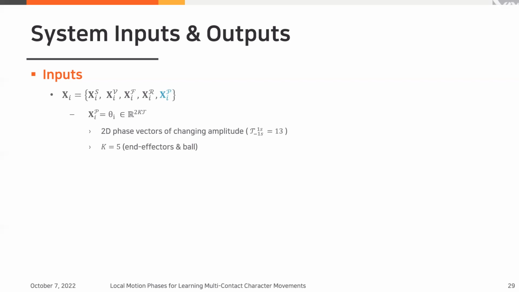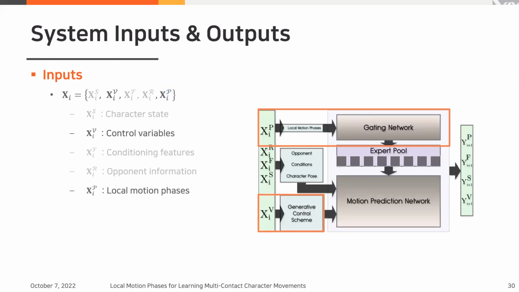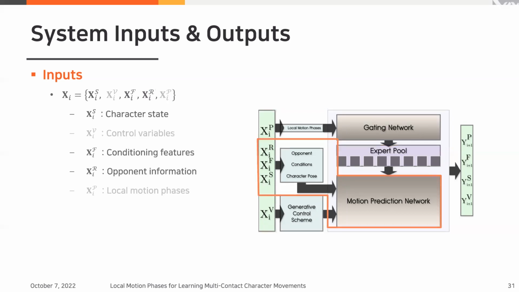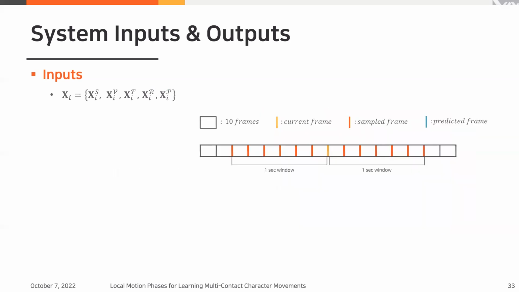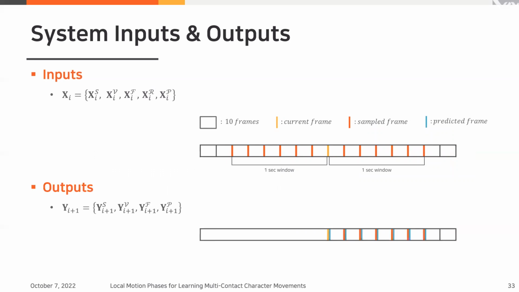Okay, then going to the next. So as shown in the figure, the phase variable and control variables are given to the gating network and the generated control model respectively. Then the remaining variables are directly fed into this motion prediction network. Then the motion prediction network predicts the output of the next frame. As for the input, past and future frames were sampled together. And for the output, starting from the next frame, several frames in the future window represented as blue are predicted through the network.